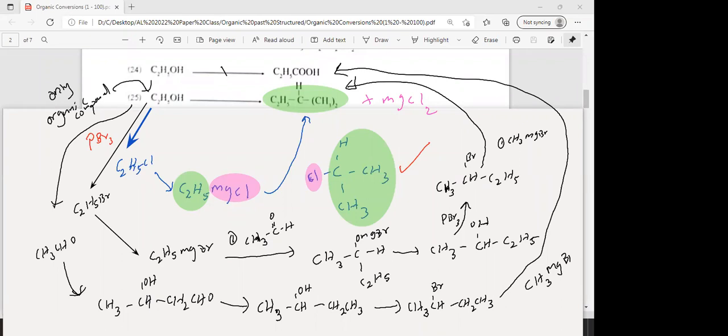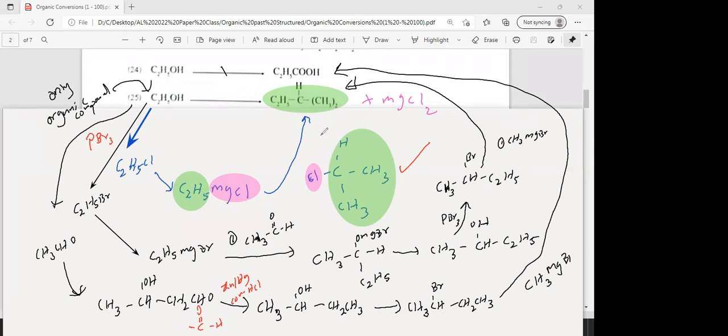Is there anyone who has done it through the aldol? Through the aldol also you can do it. Only thing is, some conversions restrict the number of steps, like 5 or 3, so you have to be very careful. Zinc mercury conc HCl. What is Clemmensen reduction? This is very important. If you use zinc mercury conc HCl, you can reduce the aldehyde group, CO becomes CH2. H2 gets added. Aldehyde and ketone, you can do this.